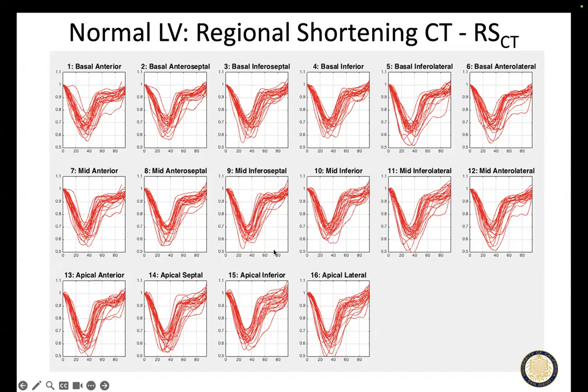What we've done here is for, I think this is about 20 individuals, and these are patients who came in and had CT done. They were looking for coronary disease, and they didn't have coronary disease. They were normal.